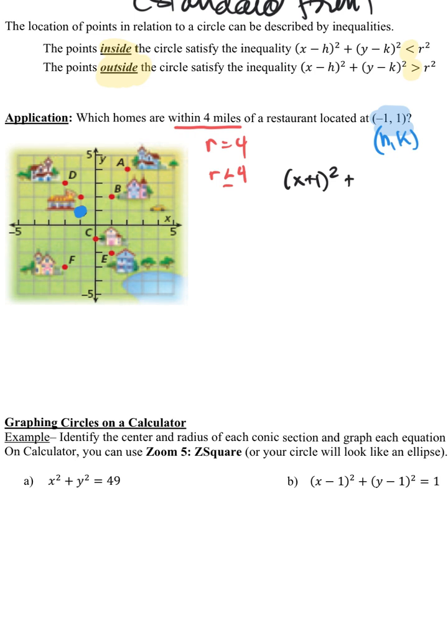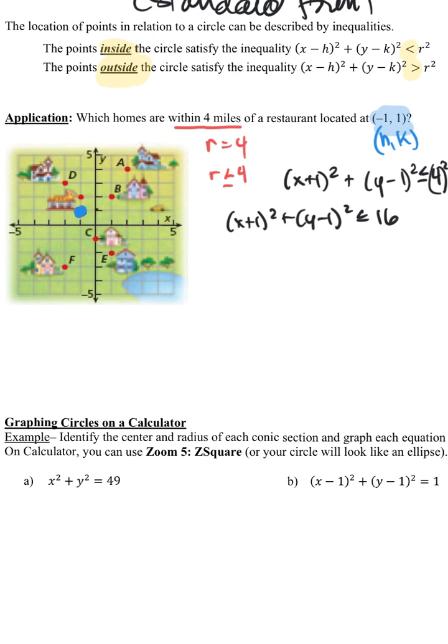x plus 1 quantity squared plus y minus 1 quantity squared is equal to 4 squared. Okay, and I want to make sure that I'm within 4 miles, right? Now, that's radius squared, so that would be 16. So it would be x plus 1 quantity squared plus, let me just rewrite that because that's a little squished, right? So our radius is 4.